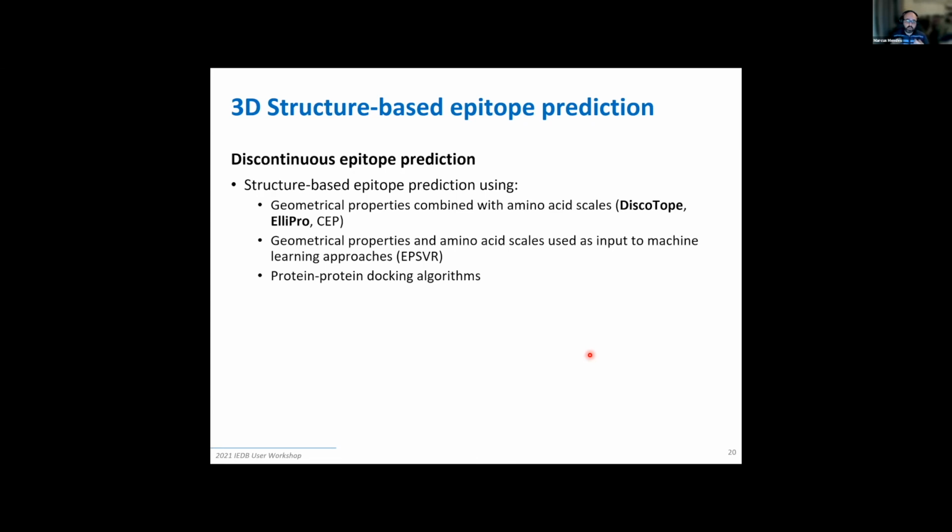So that's why we don't have a lot of tools that can predict discontinuous epitopes. Of course, we are always trying new tools and taking a look, but that makes everything more difficult. We tried protein docking algorithms before, but we didn't get good results. That's why we don't have any kind of protein docking available on IEDB.